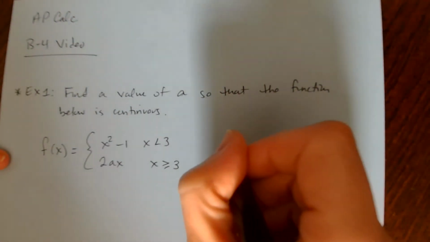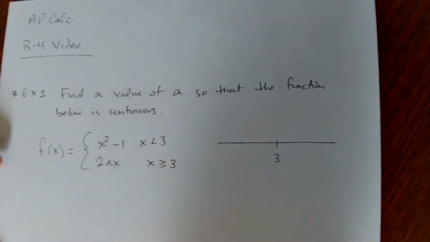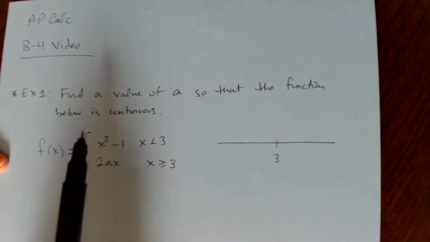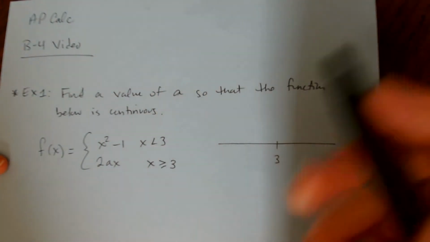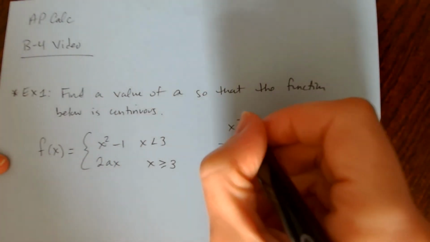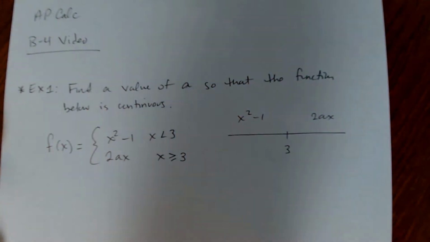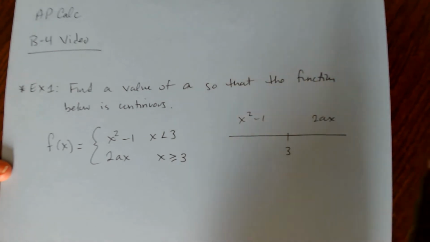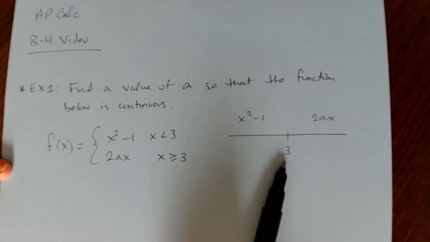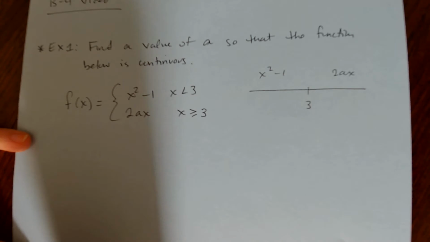So what's happening, guys, is we've got 3, and this is the end point of the two intervals that this function is defined on. So for x less than 3, on this part we've got x squared minus 1, on this part 2ax. All right, so what you do is you've got to make the left-hand and the right-hand limits match as they're approaching this number 3, the end point of the intervals.